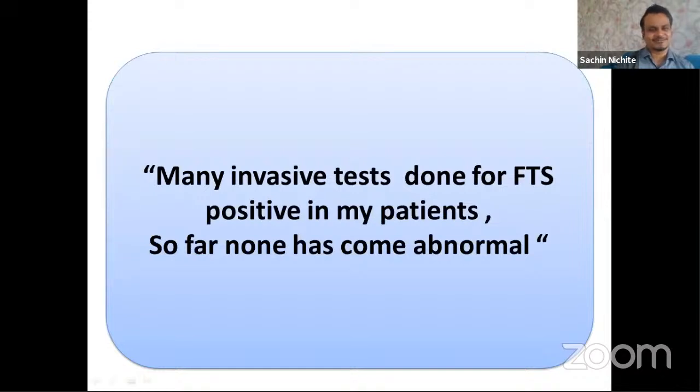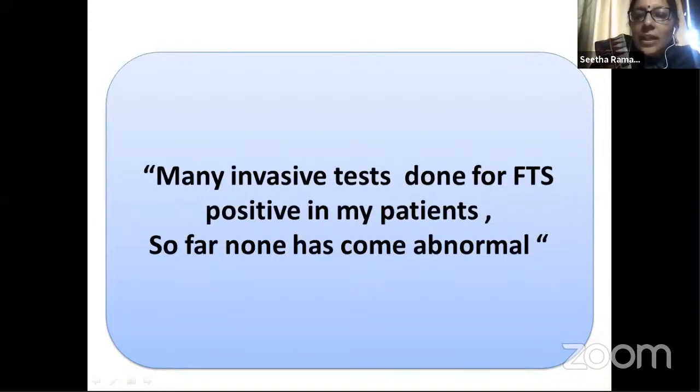Very interesting scenario: in my practice, many invasive tests have been done for FTS positive, but so far none has come abnormal. I have lost faith in these markers and NT scans. Please, Dr. Sita, correct me in my approach.